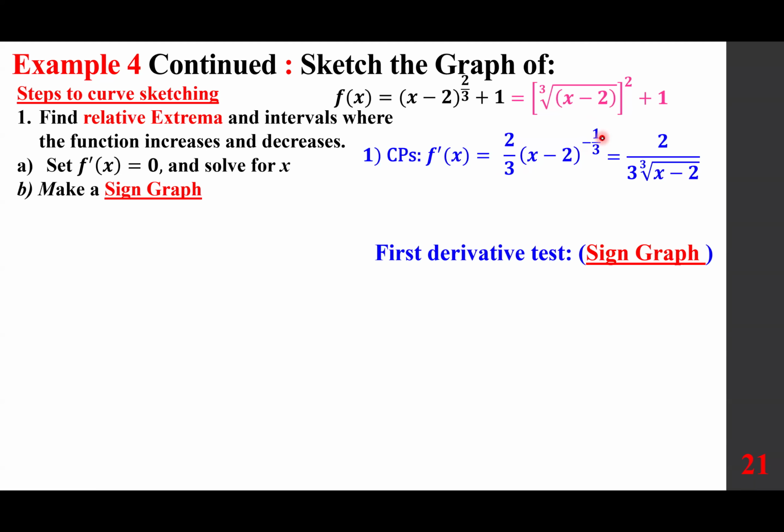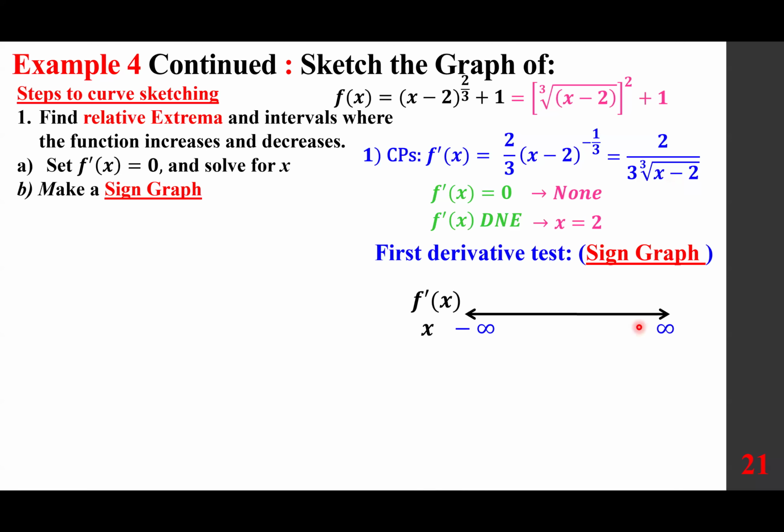Now, f prime is 0 if the numerator is 0. The numerator is a number, can never be 0, so there is no solution. f prime does not exist if the denominator is 0, and if you set the denominator to 0, x becomes 2. Therefore, on the sign graph from negative to positive infinity, we can put 2 here. At 2, f prime is undefined or does not exist.